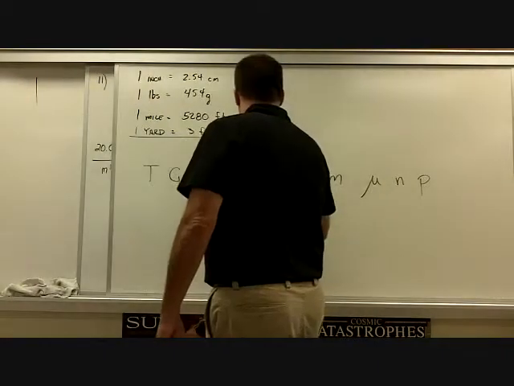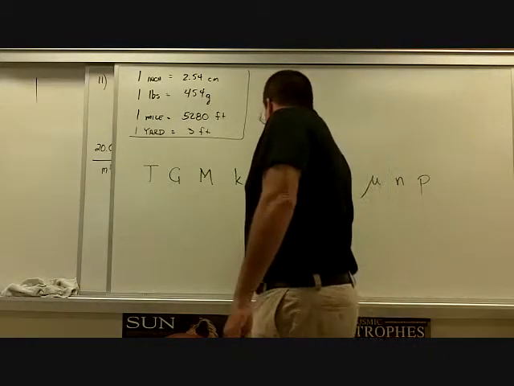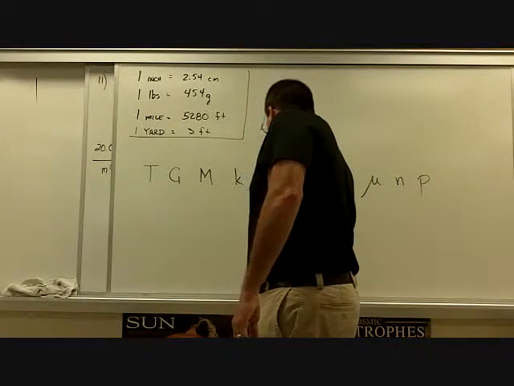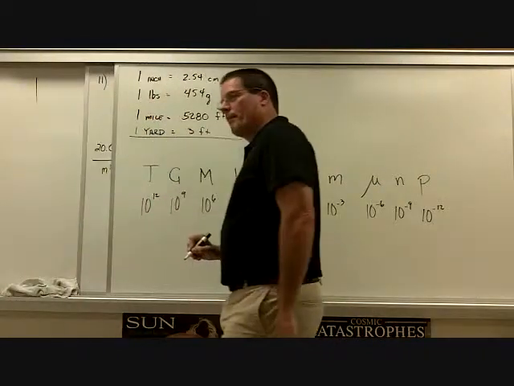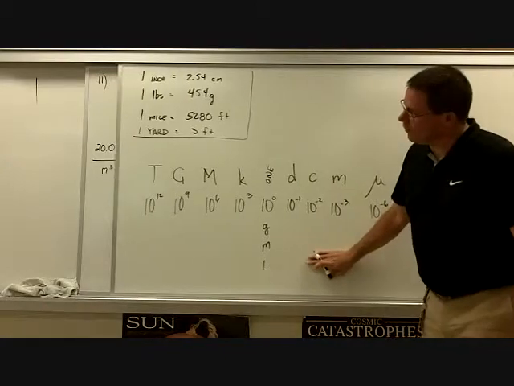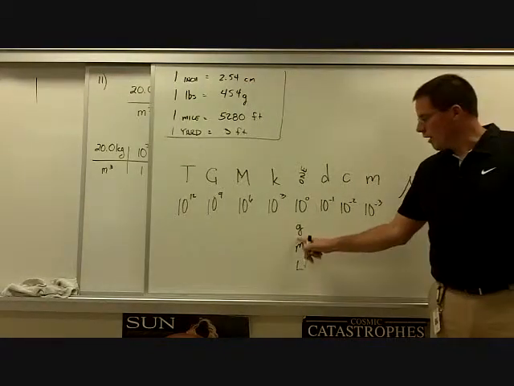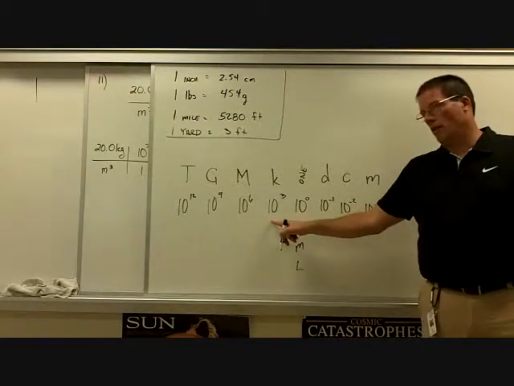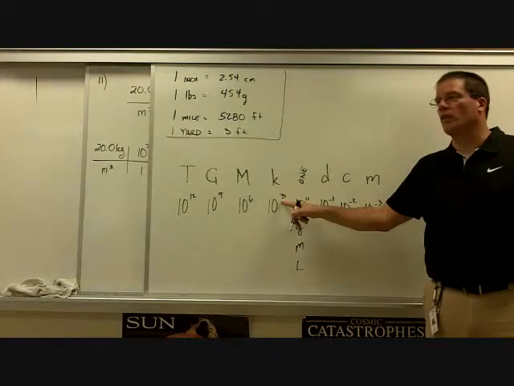So 10 to the 0 means that there's no prefix. So that represents our grams, meters, or liters. All right. So you asked, how do we know how many grams are in a kilogram? Well, here's our grams. Here's our kilogram. So it's how many times we move the decimal.